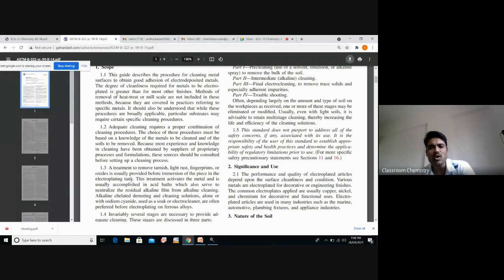If you do not follow the standard procedure of cleansing, or you have no idea which element is cleaned by which method and which solvent is used, then what happens? There is formation of different types of complexes.